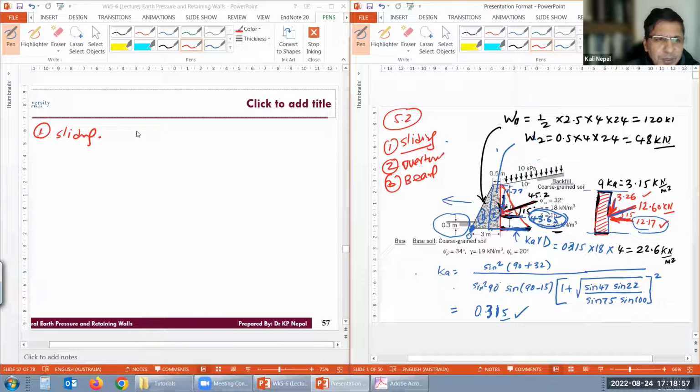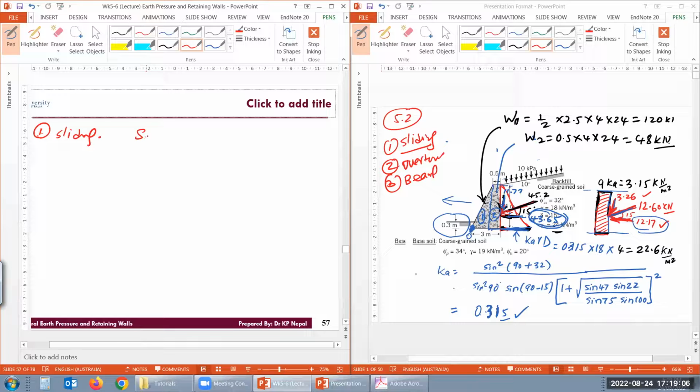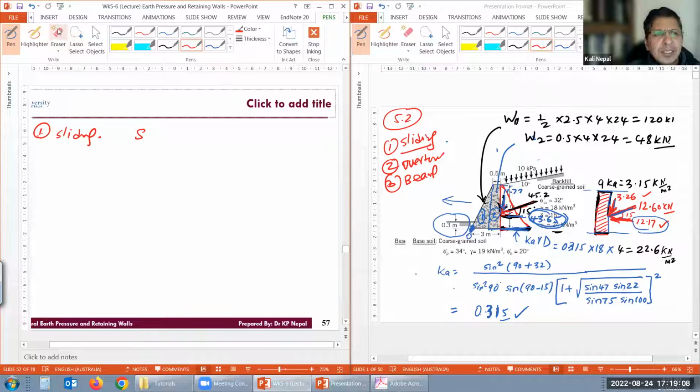The horizontal component. So the disturbing, can I write it like a sliding? It's just a disturbing force, right? So how much is that? That's the disturbing, sliding force. Okay, I'll write that force. So it would be 43.65 plus 12.17. Can you calculate that for me?